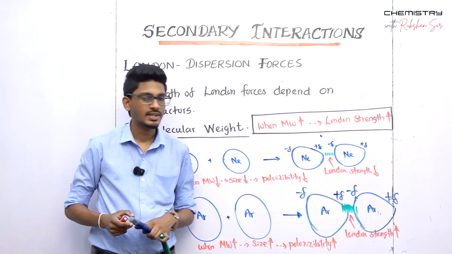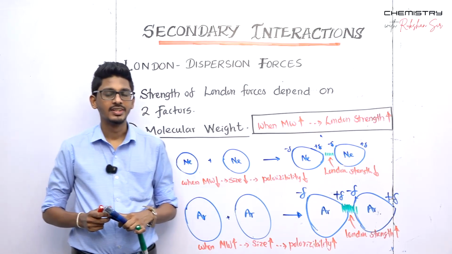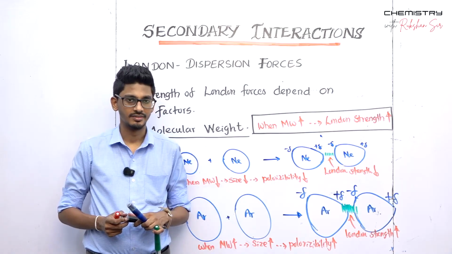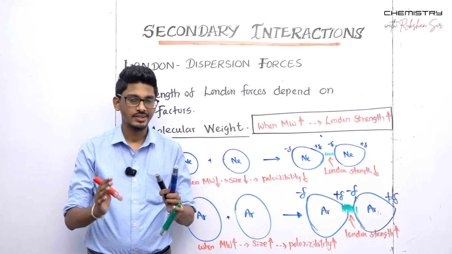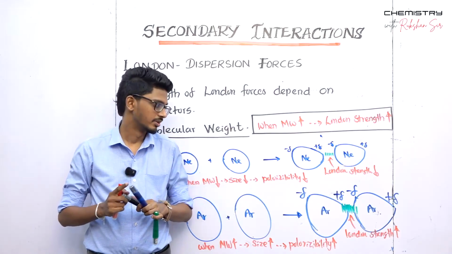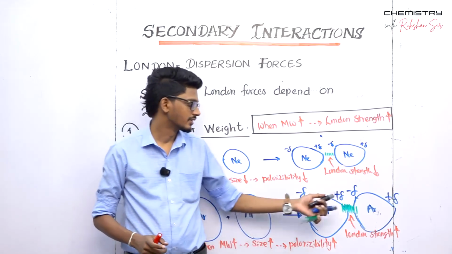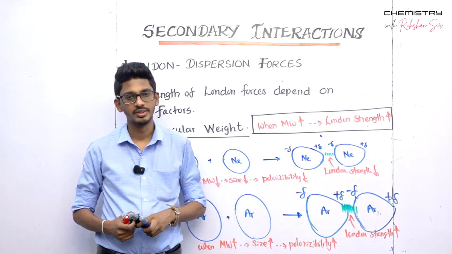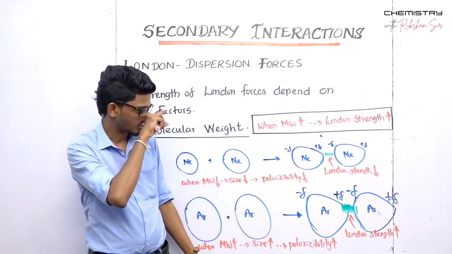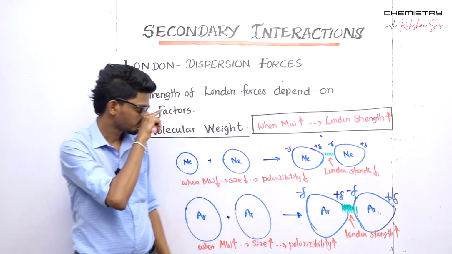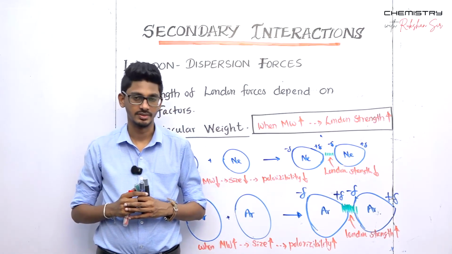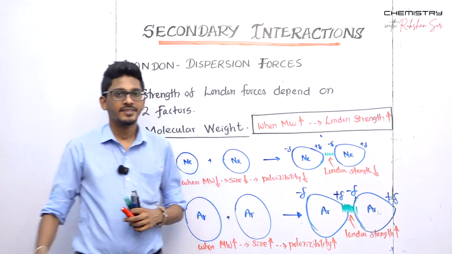So this is how the molecular weight affects the London force strength, right? You can say that when the molecular weight is high, the size is high, so your polarizability is high. That means you will create greater positive and negative poles with greater magnitude, so that they will attract heavily compared to a situation like this. So when the molecular weight is high, London force strength is high. That's it. Second factor.